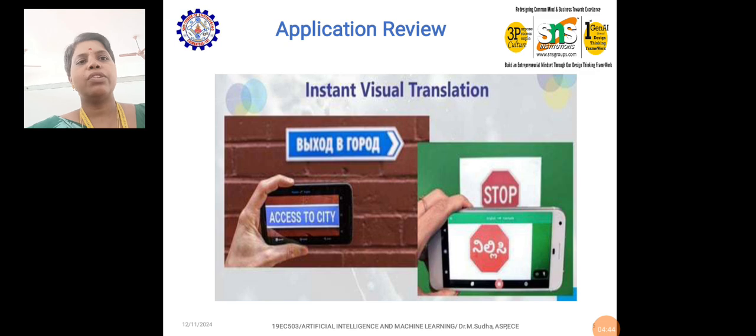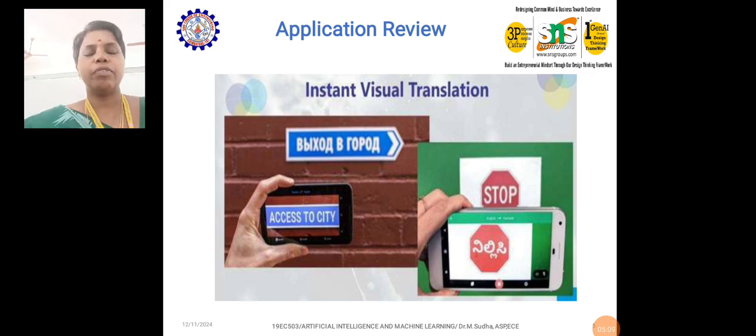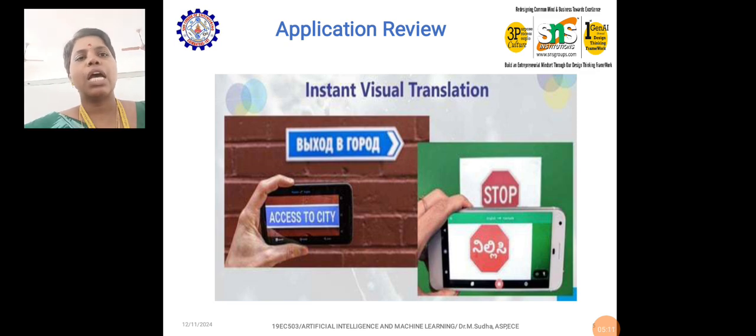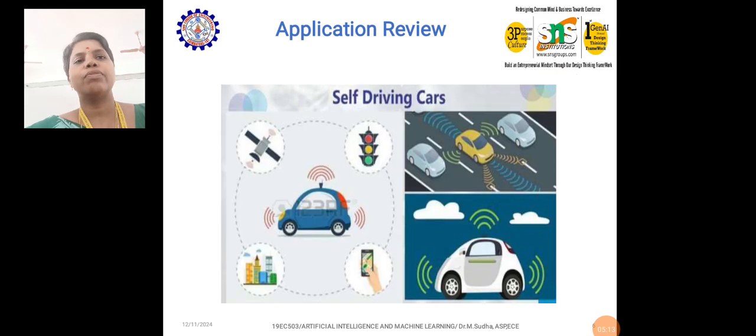The next application is instant visual translation. This is very much needed when we are in foreign or unknown countries where they use unknown languages, and there are images. If we click on it, it will immediately convert to our known language. Whichever language preference we want, we set it as a preference and we get the response. This is how instant visual translation is done.